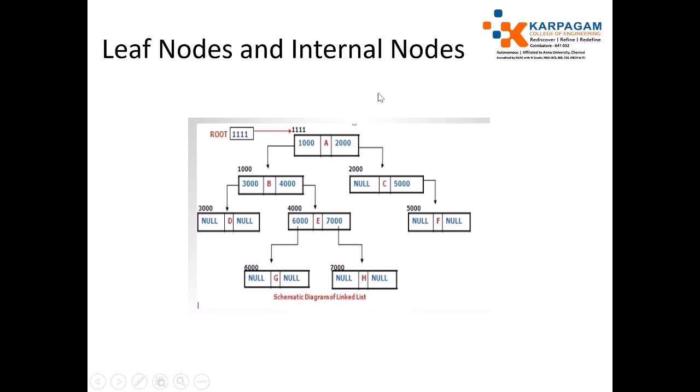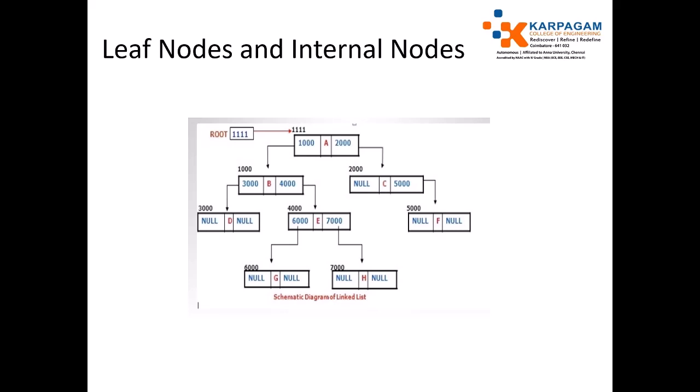Next, printing the leaf nodes and internal nodes. Internal nodes are the nodes which have at least one child. External node is also called a leaf node. A leaf node contains the left pointer as null as well as the right pointer as null, because it has no child. So the node's left value equals null and right value equals null. If node of left is not equal to null or node of right is not equal to null, that will be considered an internal node. Otherwise it is called an external node.